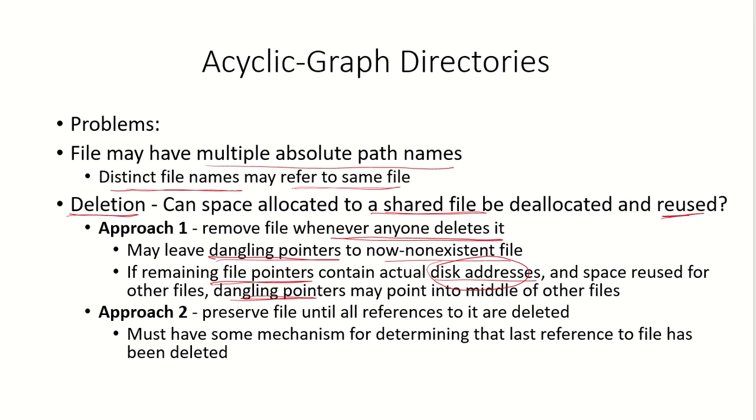Approach 2 is that we preserve the file until all references to it are deleted. That means all the users, all the subdirectories which are referring to that particular file, until all wish to delete that file, till that time the file is preserved. Once all references are deleted, then the file is deleted. That means there has to be some mechanism or count maintained to determine that the last reference to the file has been deleted. So this was in brief about the directory structures.